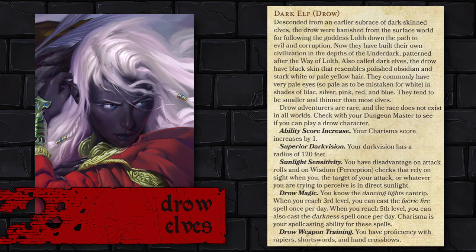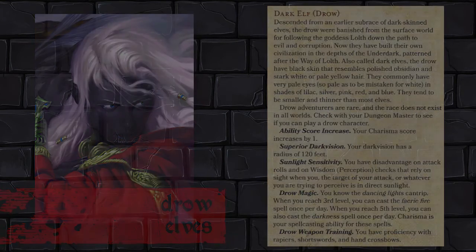And then drow weapon training, again, very different from the rest of the elven races. You have proficiency with the rapier, the short sword, and the hand crossbow. So drow society, the way of fighting when you're a drow, or rather the mentality that drow possess, kind of leads them to these different choices rather than the more standardized stuff.